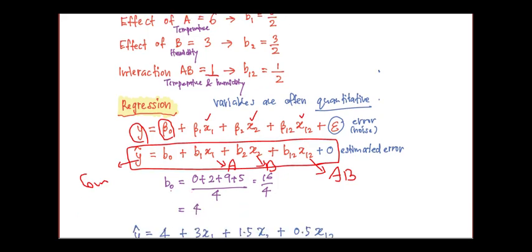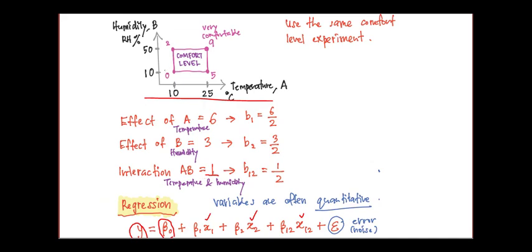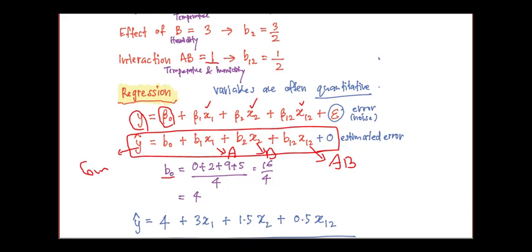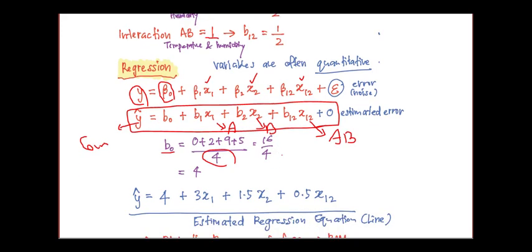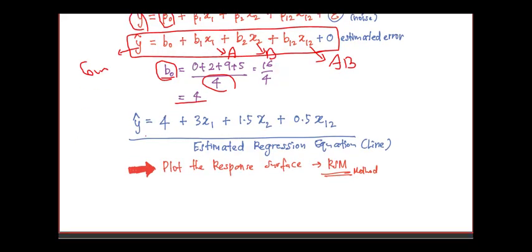How about B0? B0 is the average value of all of our data, or comfort level. If you remember, we have 0, 2, 9, 5. So simply we need to divide their sum by 4, because we have 4 different values. So the average value is 4, so B0 will be 4. This is our equation: average comfort level equals 4 plus 3 x1 plus 1.5 x2 plus 0.5 x12. Okay, this is our equation.